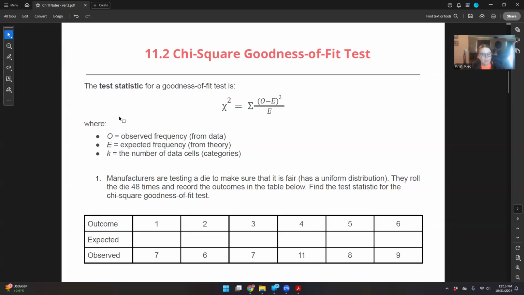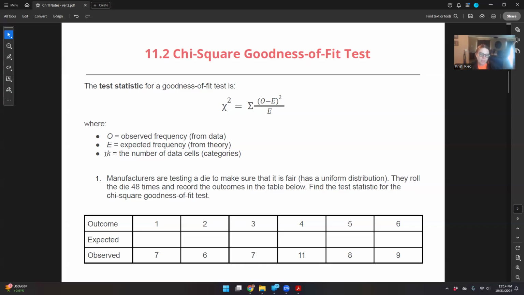What does that mean? O is the observed frequency. That's from the data, so that's going to be all over the place. There's nothing necessarily consistent about it. E is the expected frequency from the theory. So this mirrors what you've seen in the past two projects, where we had our theoretical probability, what we expected to see, versus our raw data, which is what we observed.